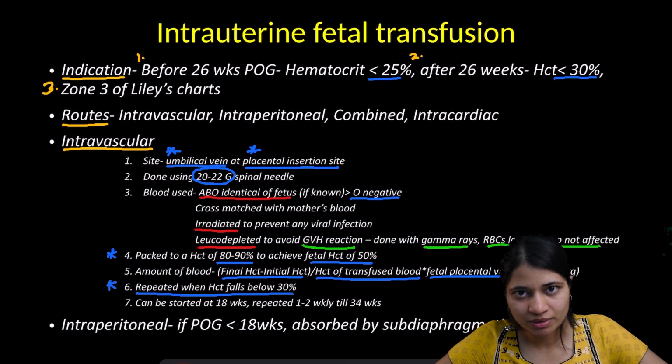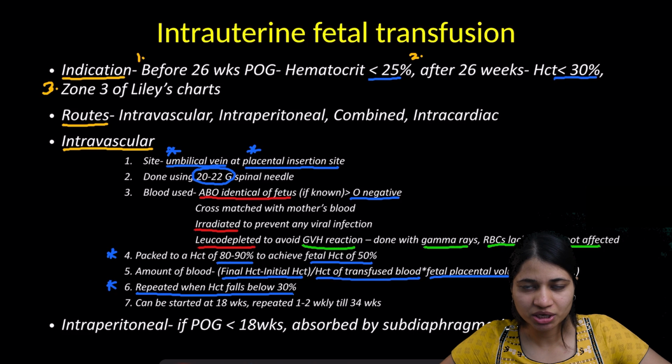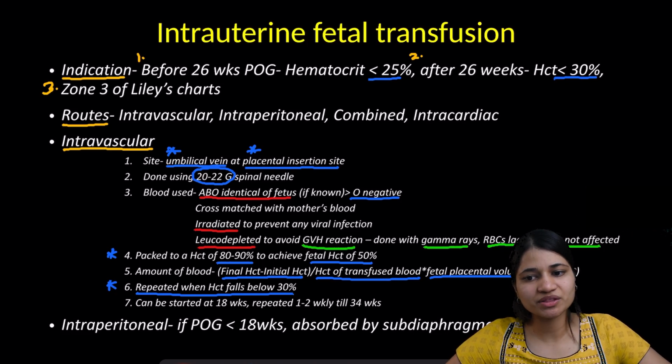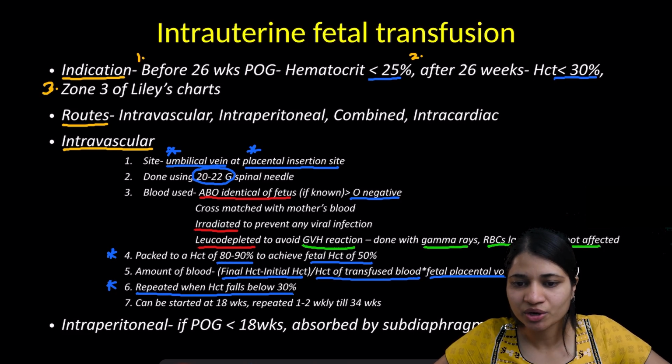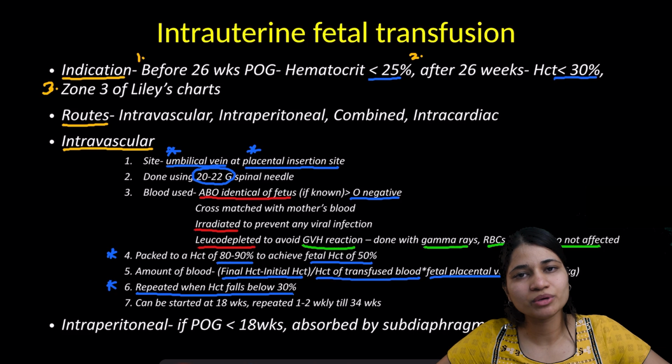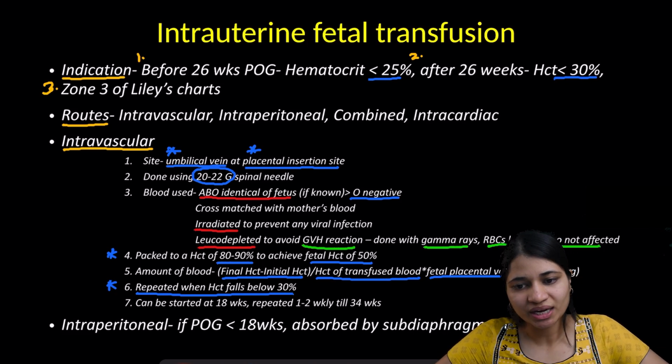What is the amount of blood that should be taken? That is the final hematocrit minus initial hematocrit, divided by the hematocrit of the transfused blood, multiplied by the fetal placental volume. This transfusion can be repeated whenever the hematocrit falls below 30%. And the timing is between 18 to 34 weeks.